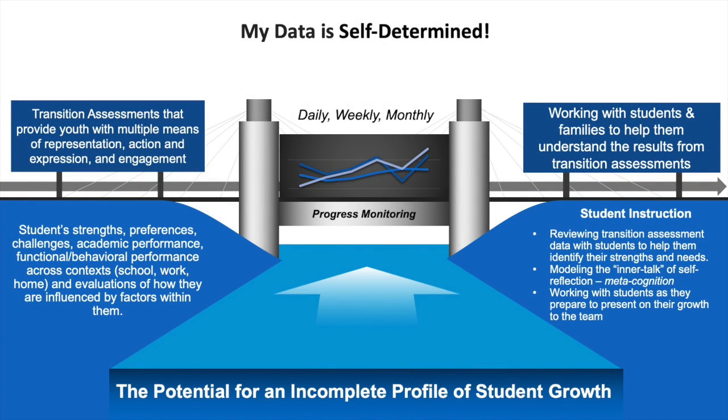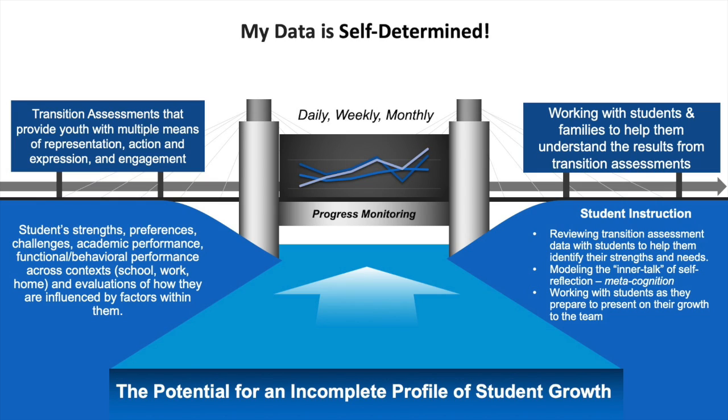So the potential for an incomplete profile of student growth is real without following through with multiple sources from youth, families, and stakeholders that provide data formally and informally. However, where data comes from is only one part of the picture. Transition assessments need to provide youth with multiple means of representation, action and expression, and engagement for them to share about their strengths, skills, knowledge, and preferences.